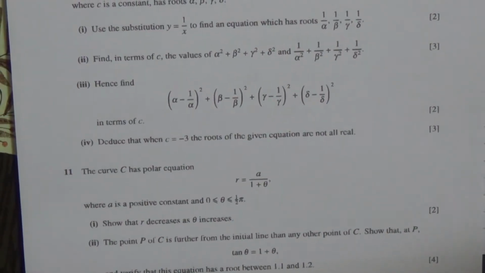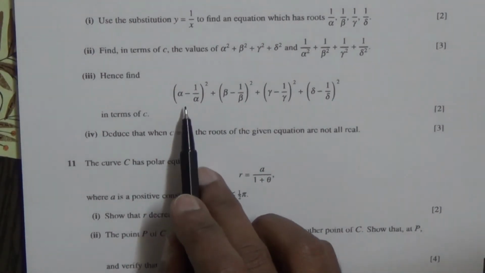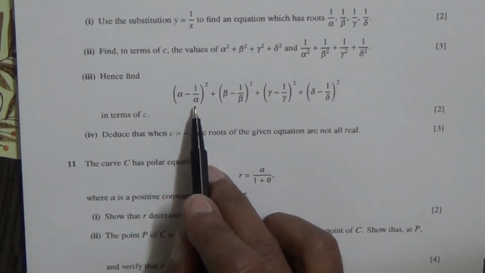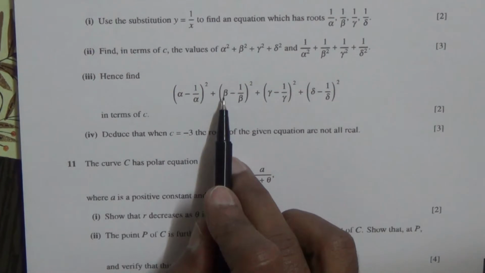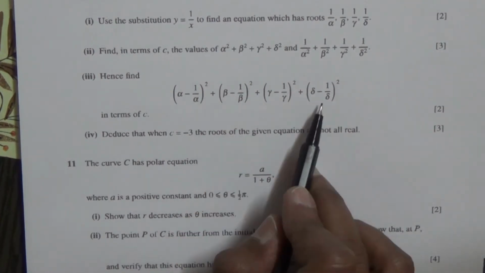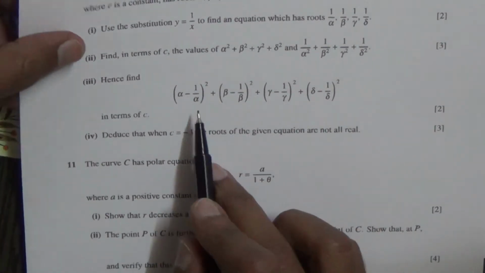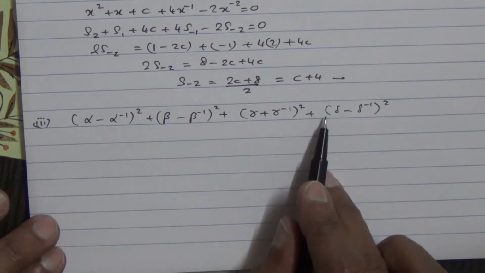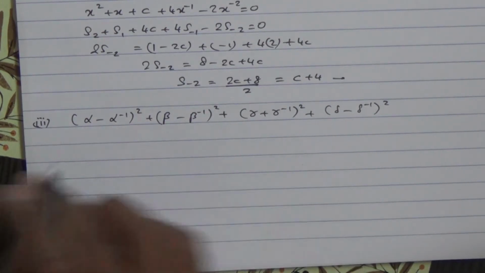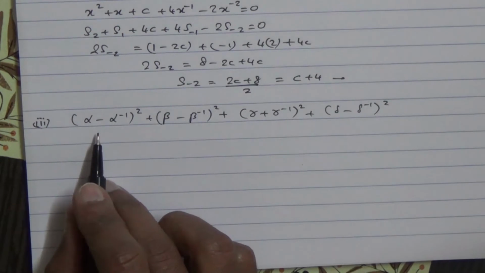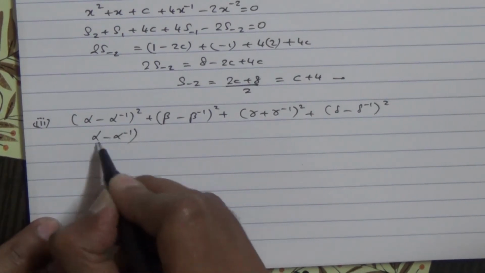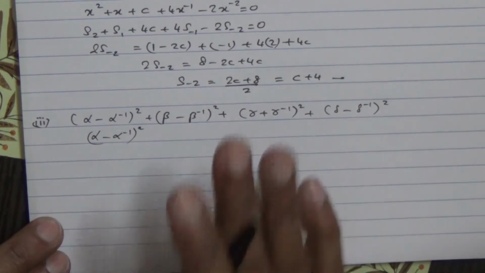Now then, for the third part of the question, we're looking at this part here. We need to find the sum of alpha minus 1 over alpha, all squared, plus beta minus 1 over beta, all squared, and so on. Basically we're dealing with a quadratic expansion of each of these roots, and therefore rewriting them is going to be like this. If we expand this one here, these are 4 roots of the same equation.